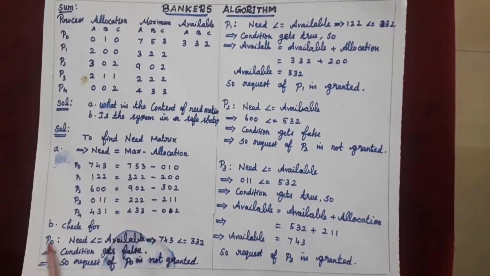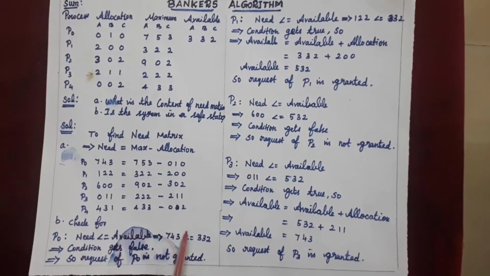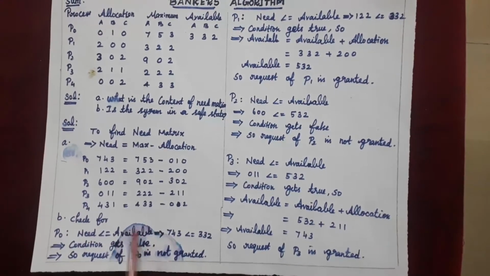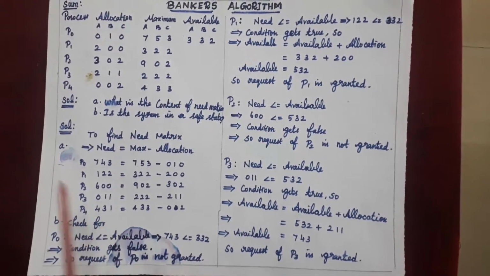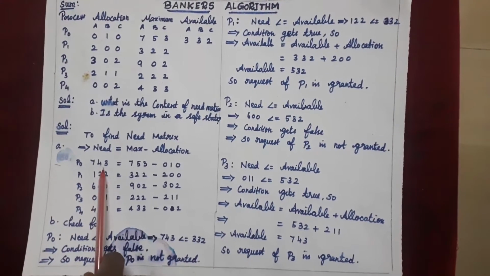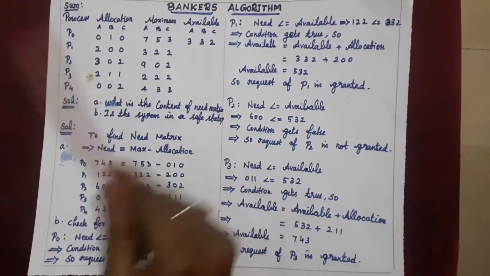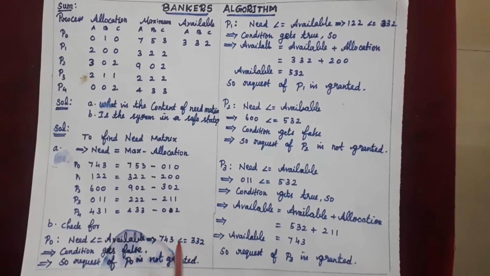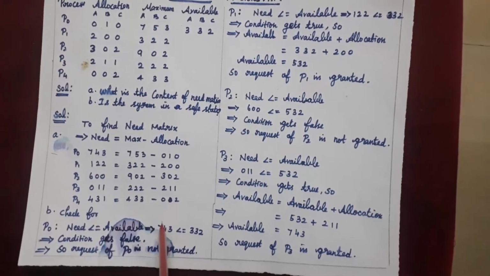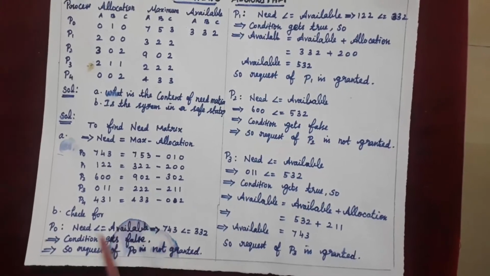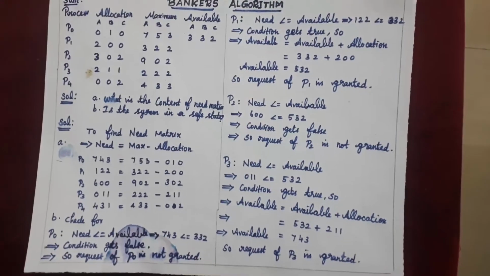Now we are going to check whether the request of P0 is granted or not. Here we use one formula: need less than or equal to available. The need value of P0 is 743 and the available value is 332. The condition gets false because the need value is larger than the available. So we cannot grant it. So the request of P0 is not granted.